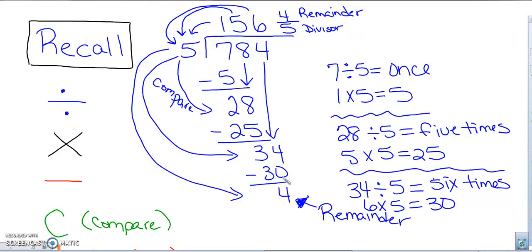6 times 5 is 30. Subtract, compare. There's nothing else to bring down, so this is the remainder. We are going to choose to write our remainder over our divisor, which is the 5. Remember, you can always check your answer by then multiplying the divisor times the quotient and then adding the remainder.